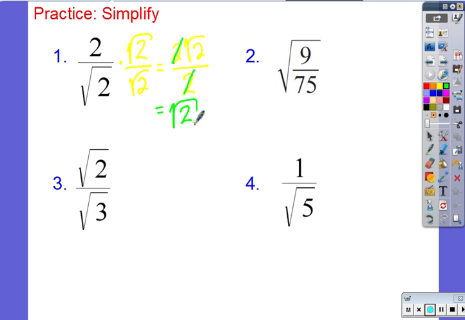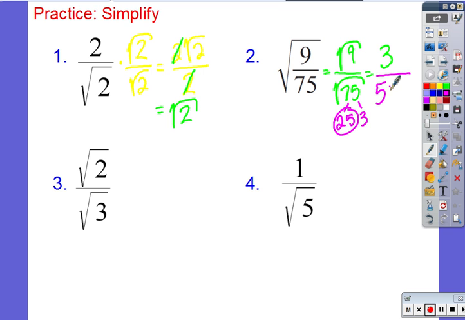Now, number 2, we really need to look at it several different ways. Can somebody raise their hand and tell me one way that they did this one? Yes, sir. So you said the square root of 9 over the square root of 75. And then the square root of 9, you change that to a 3. That's good. And then I did the square root of 75 as 25 and 3, so that would be 5 root 3.